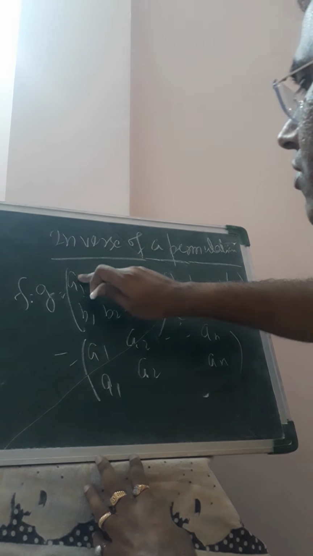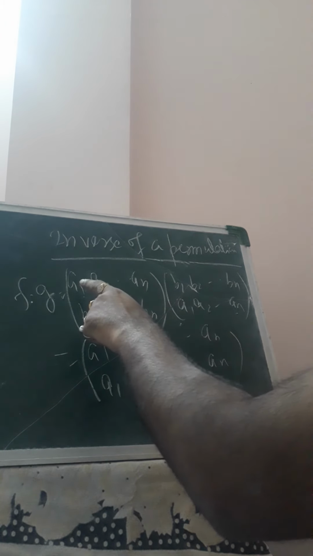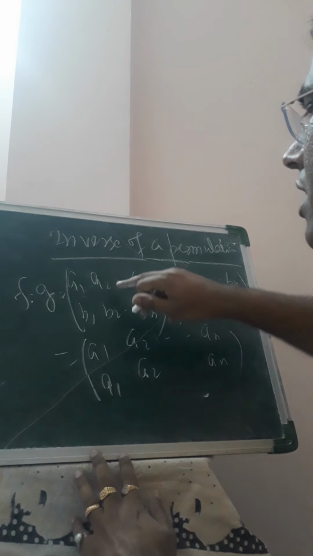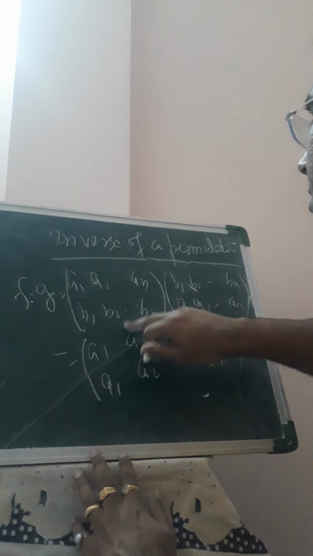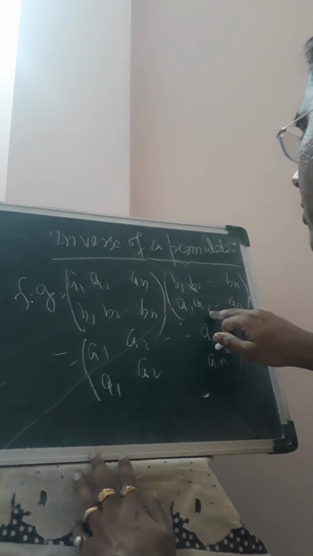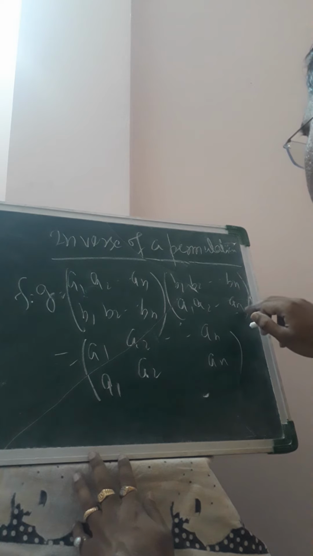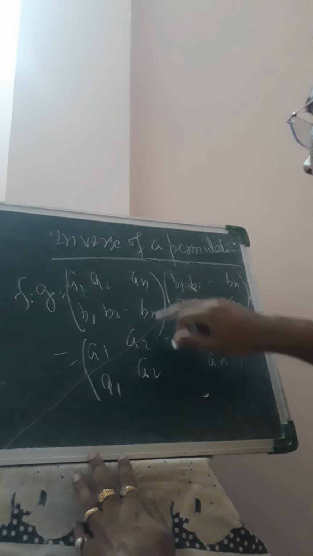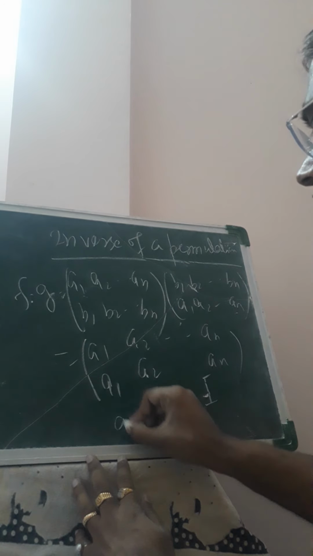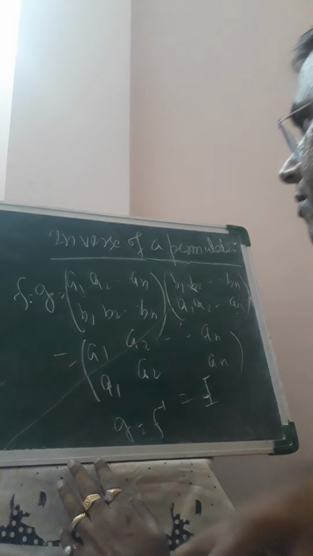So this is a1, a2, ..., an over a1, a2, ..., an. Since the image of a1 under f is b1 and image of b1 under g is a1, so image of a1 under f into g is a1. Similarly, image of a2 under f is b2, image of b2 under g is a2, so image of a2 under f into g is a2. Similarly, image of an under f is bn and image of bn under g is an, so image of an under f into g is an. This is nothing but identity permutation. So here g is called inverse of f.